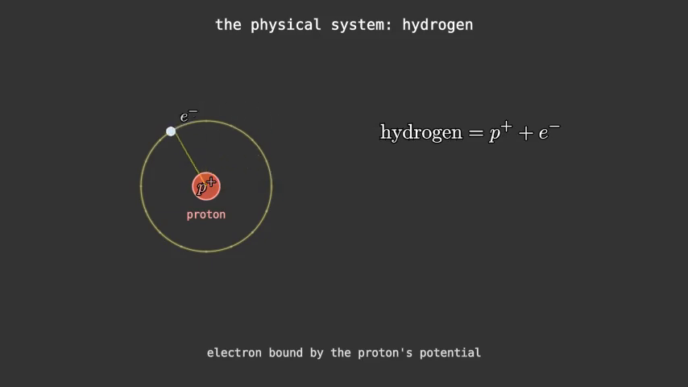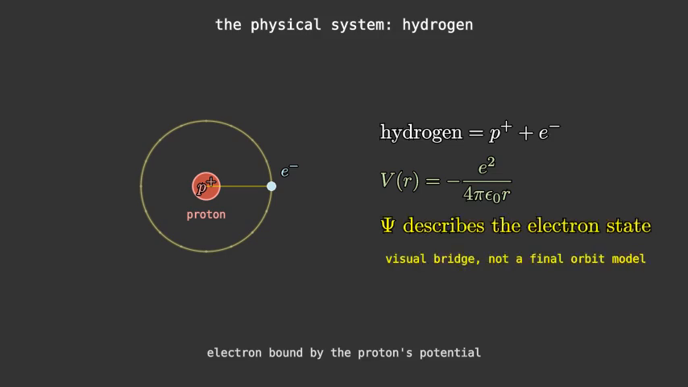The proton creates an attractive Coulomb potential around it. That potential is negative because the electron is bound. So the first physical picture is a proton, an electron, and a potential energy landscape that pulls the electron toward the center. The paper begins from a visual bridge.